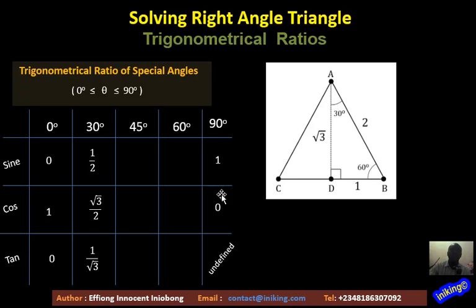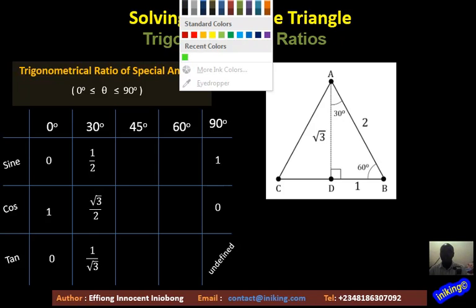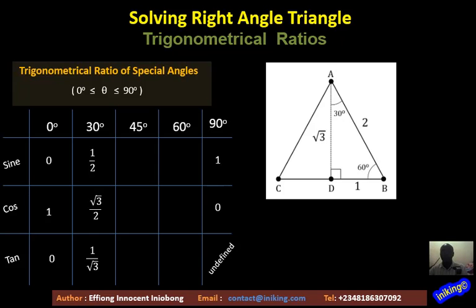How about 60? For 60, we change our orientation. We are now looking at angle 60. Which side will be the opposite? Sorry, let me change the marker. Now I'm looking at this as my considered angle. So root 3, as this AD, becomes the opposite side. 2 remains the hypotenuse, it is facing the right angle, and DB is now the adjacent side. So there's a change of rules there.